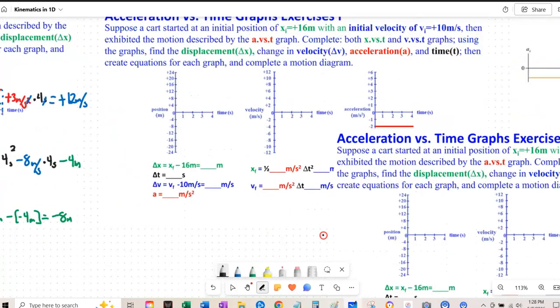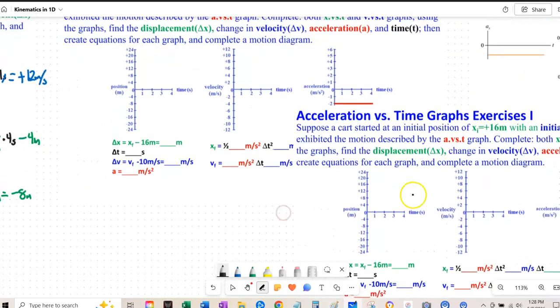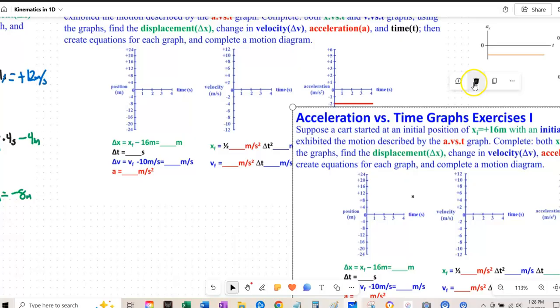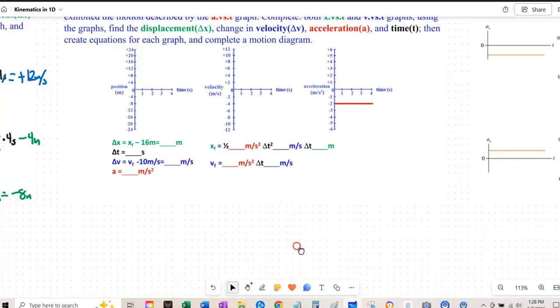Let's try another thing. Whoops, what is this doing here? Let's get rid of that. Where'd that guy come from?